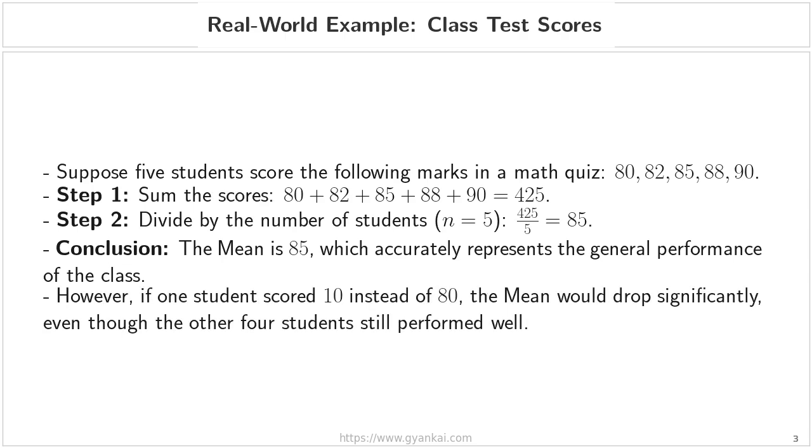However, I want you to pay close attention to the what-if scenario here, which connects back to that concept of outliers I mentioned earlier. Suppose one of those students had actually scored a 10 instead of an 80. Even though the other 4 students still performed very well, that single low score of 10 would pull the entire average down significantly. This demonstrates exactly why we must be cautious when using the mean if extreme values are present, a concept we will explore further when we move on to the median in the next slide.